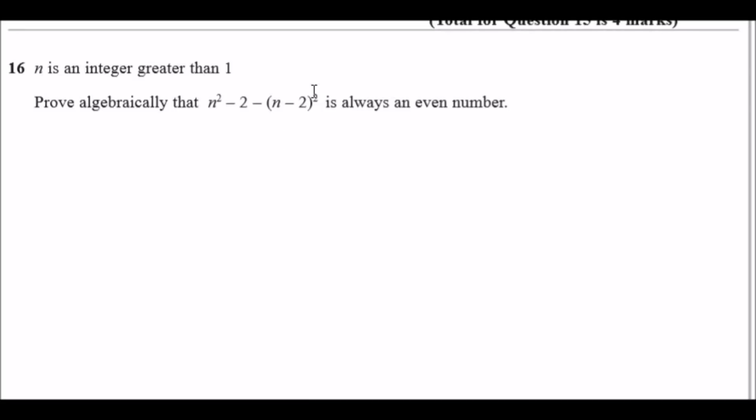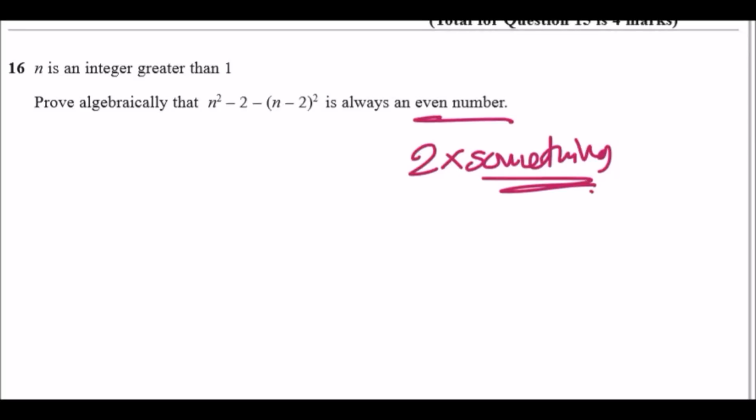Okay, number 16. So n is an integer greater than 1. All right, cool. Prove algebraically that this equation, which looks kind of mad, is always an even number. Well, I can tell you straight away what it is. An even number is something that's divisible by 2 or can be factorized as 2 times something. This is literally the result. We need to pretty much factorize 2 out of the equation, and wherever the something is doesn't matter, as long as you got 2 outside.